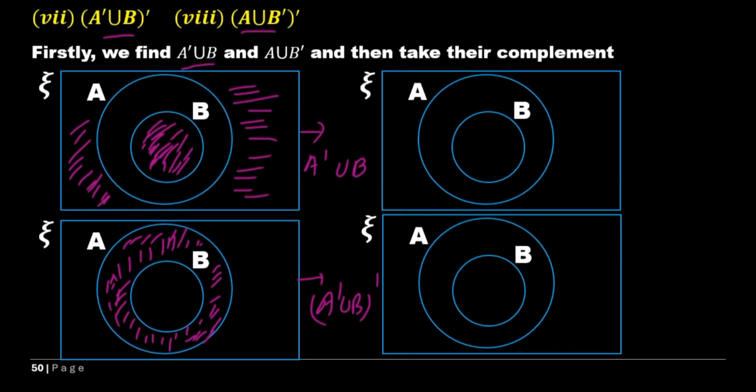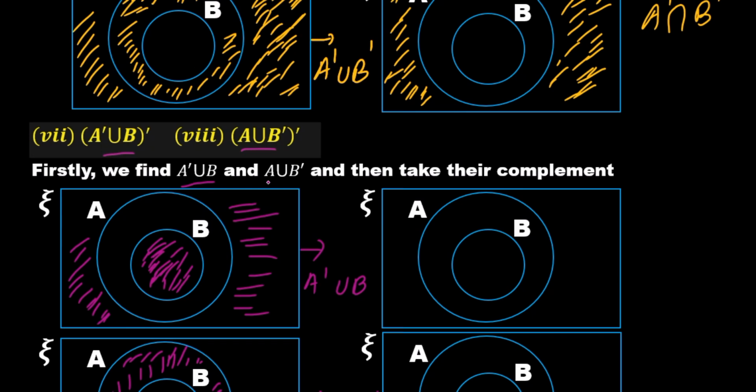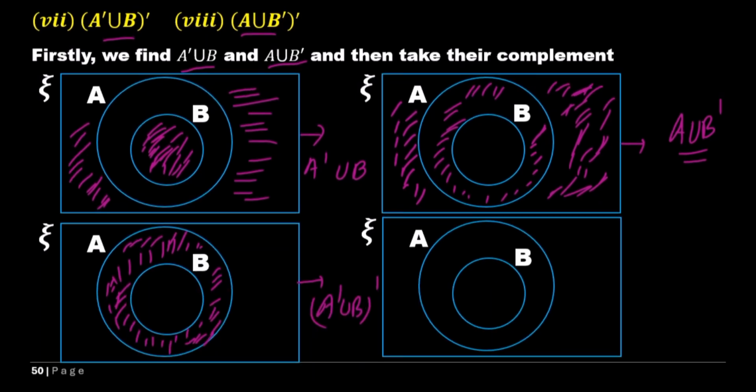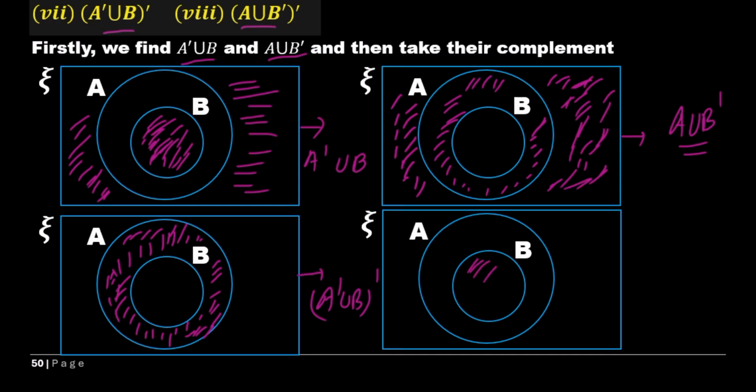Now we find A union B complement. A union B complement means everything other than B. Everything other than B means inside A and outside A. So this figure represents A union B complement. Now take the complement of this figure. The complement of this figure just consists of the non-shaded area of this figure. The non-shaded area is simply the set B here. So this is the complement of A union B complement.